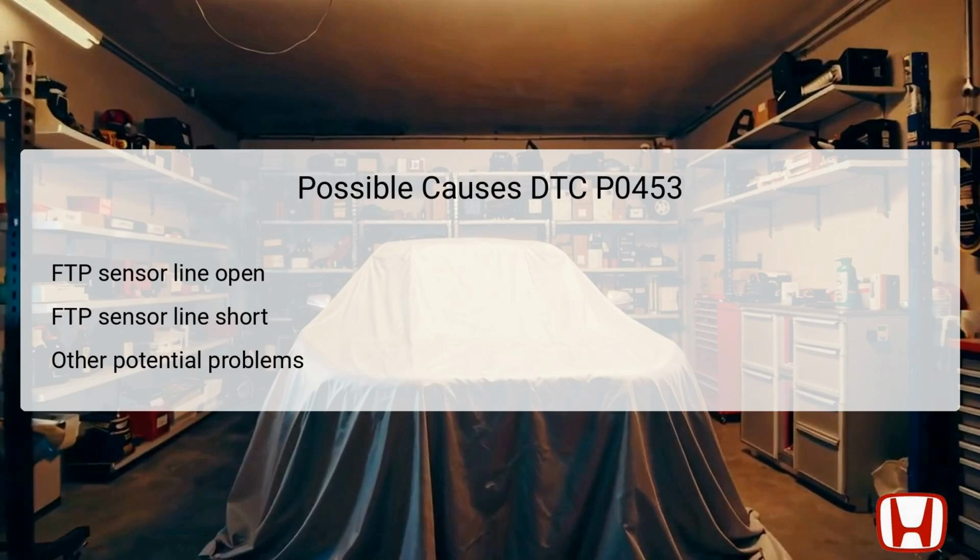The potential causes for DTC P0453 highlight issues that may lead to a high voltage reading. One possible cause is an open line in the FTP sensor circuit, which prevents the PCM from receiving accurate voltage data, resulting in a false high reading. Another possibility is a short circuit in the FTP sensor line, which might directly introduce excessive voltage to the sensor, thereby crossing the high threshold set by the PCM. It's important to remember that while these two issues are common, additional unlisted problems could also lead to a high voltage reading and should be investigated further during diagnosis. Proper identification of these causes is crucial for effective repairs and for restoring the EVAP system's integrity.